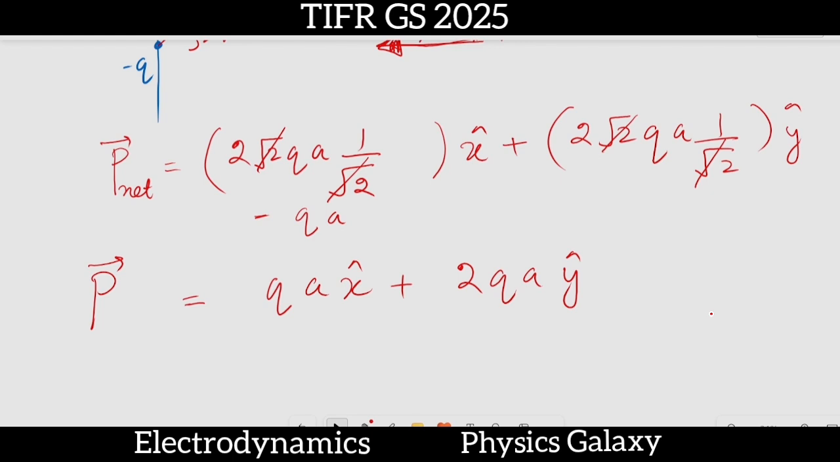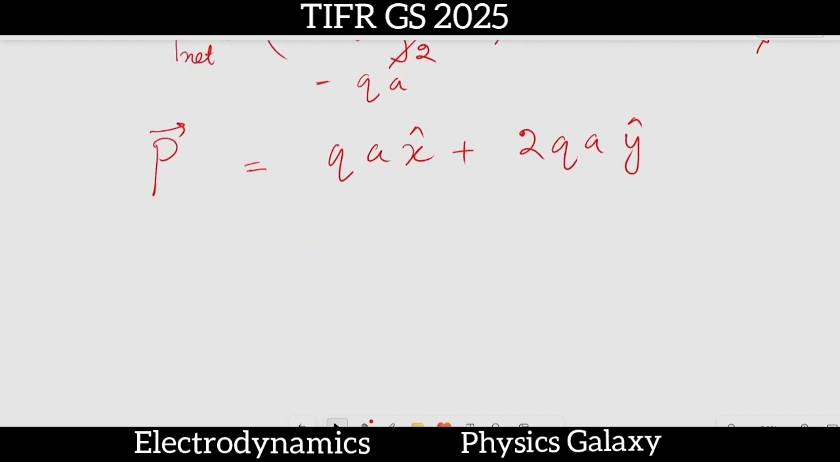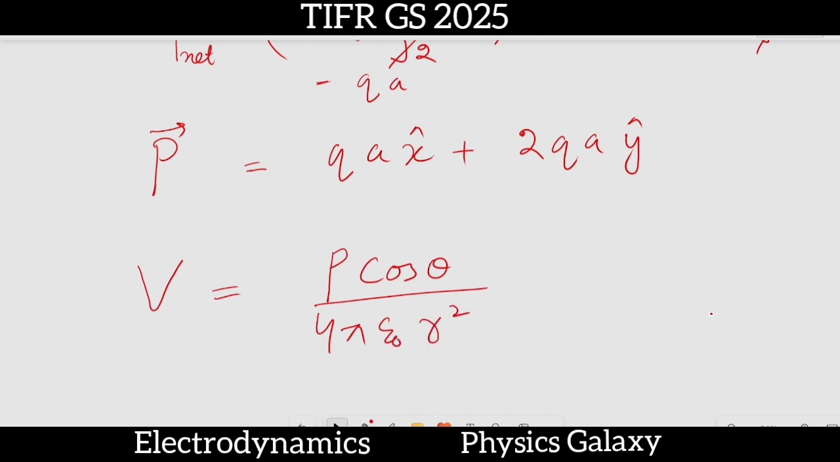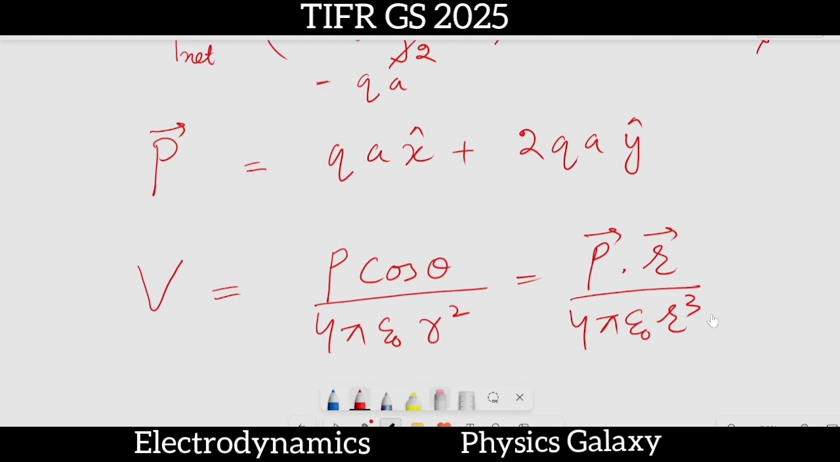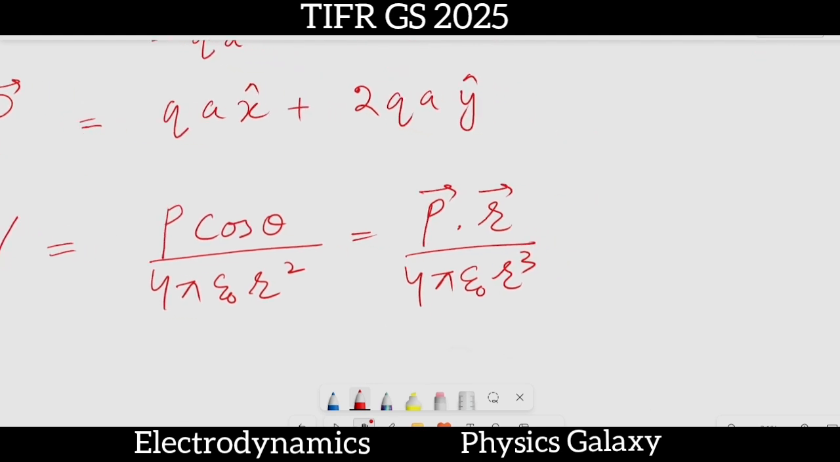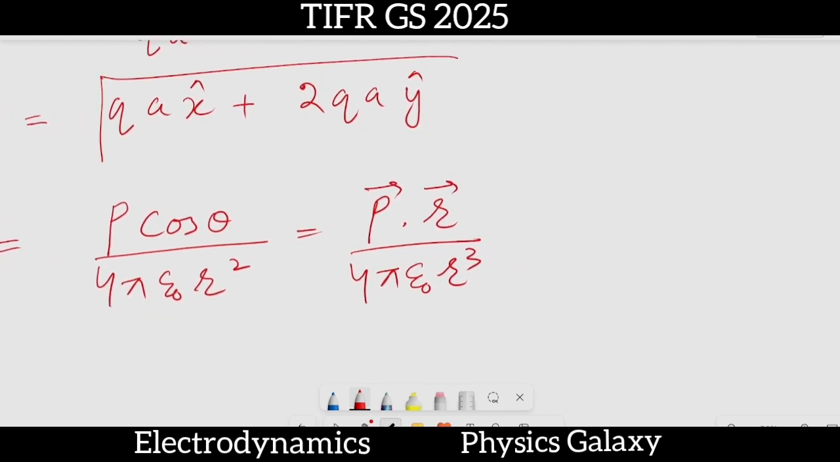So if we have the net dipole moment, then we can calculate the potential for the dipole, because we know V is given by p cos theta divided by 4 pi epsilon naught r squared, or we can write it as p dot r vector divided by 4 pi epsilon naught r cubed. Let me write this as fancy r. We know now what p is, so let's substitute here and we'll get the final answer.